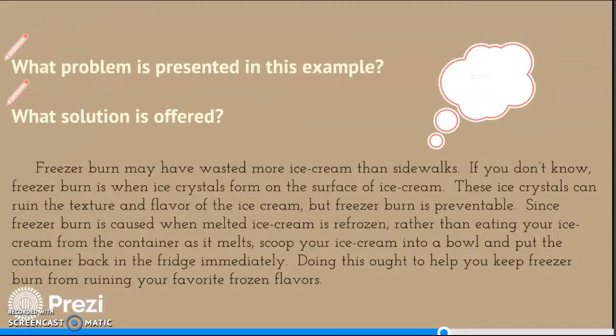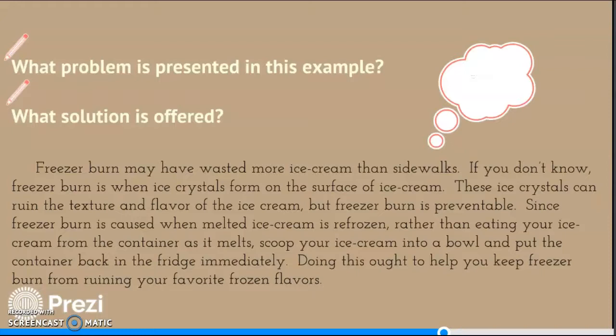So what problem is presented in this example? And what solution is offered? Freezer burn may have wasted more ice cream than sidewalks. If you don't know, freezer burn is when ice crystals form on the surface of ice cream. These ice crystals can ruin the texture and flavor of the ice cream, but freezer burn is preventable.